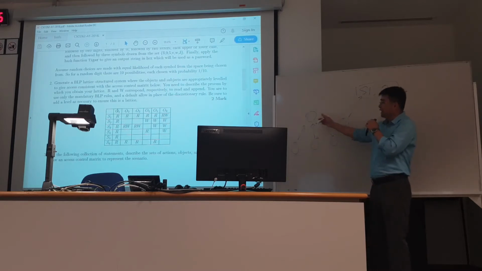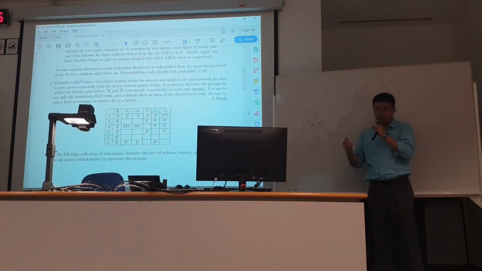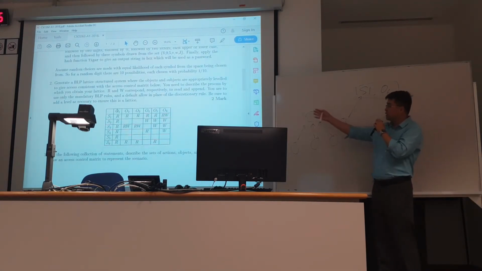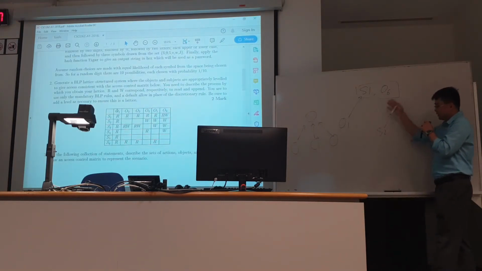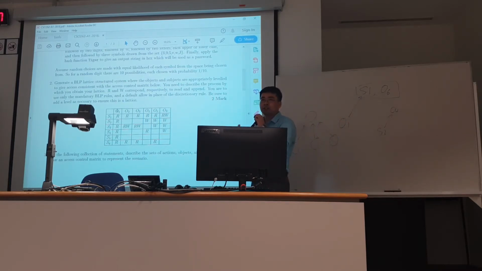In this case, this is not a lattice because, for example, these two don't have a greatest lower bound, right? So if you come up with a structure like this, what you need to do is add some dummy items to make this a lattice. If you cannot find a least upper bound or greatest lower bound for any two objects, that means this is not a lattice. So if you draw a picture and find some items don't have a least upper bound or greatest lower bound, you need to add a dummy box there.